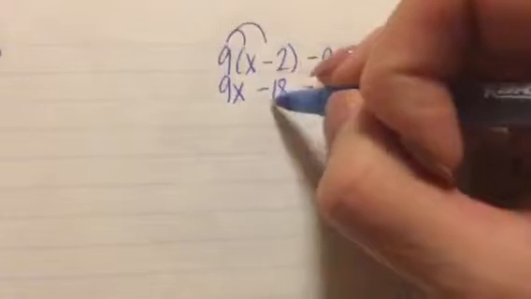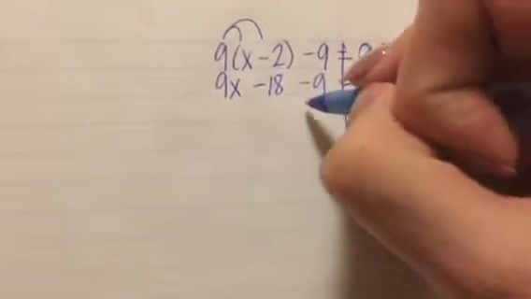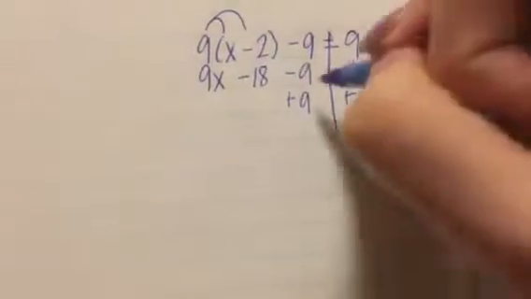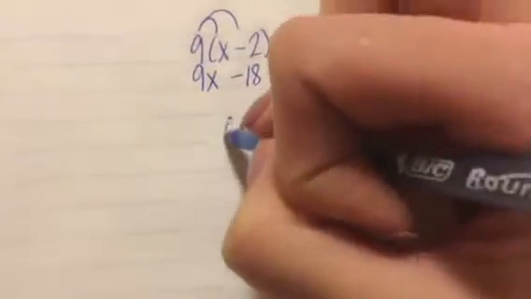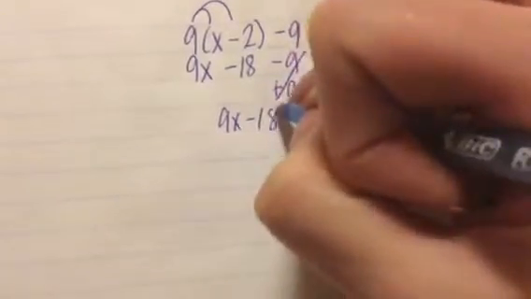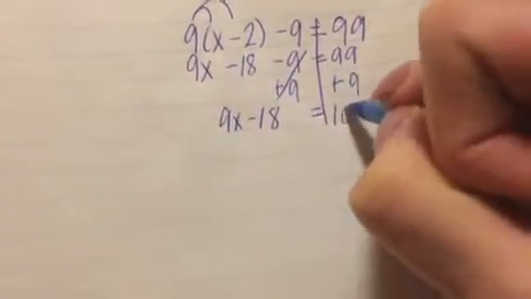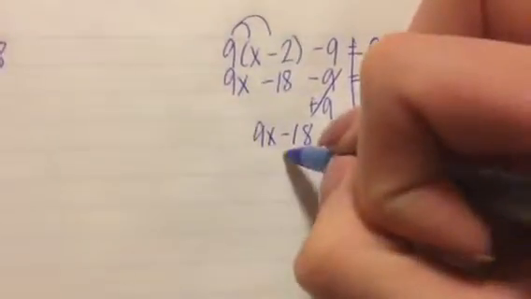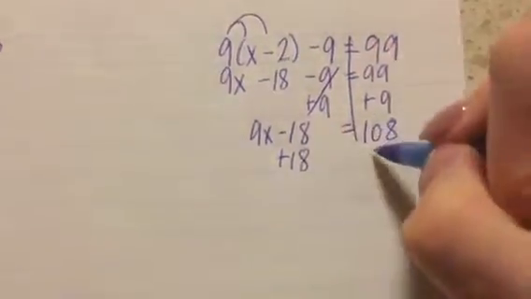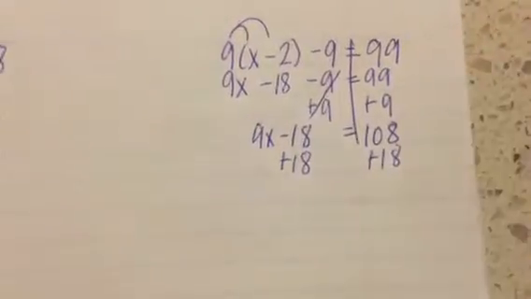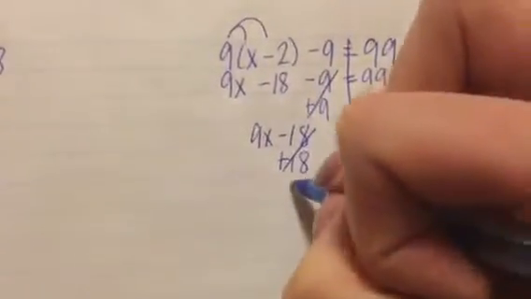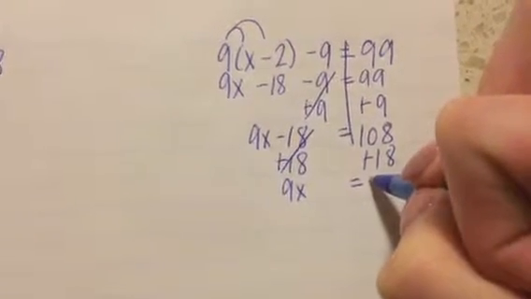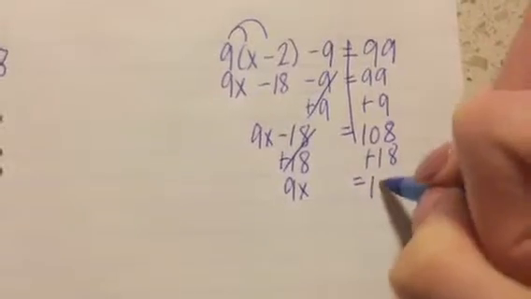I'm going to ignore this 9x minus 18 and get rid of the minus 9 by adding 9 to both sides. My 9's cancel, and I'm left with 9x minus 18 equals 108. Now what I need to do is add 18 to both sides. My 18's are going to cancel, and I'm left with 9x equals 126.